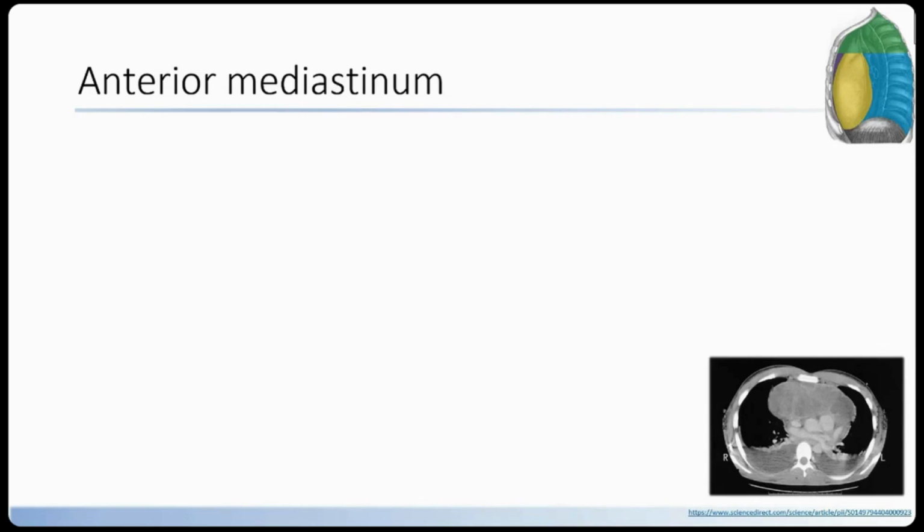So an anterior mediastinal lesion, like the one we can see here, a large heterogeneous, cystic, focally necrotic mass. What are the most likely lesions that we would account for there?